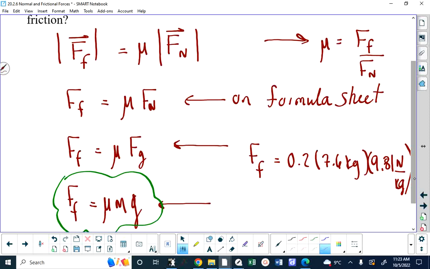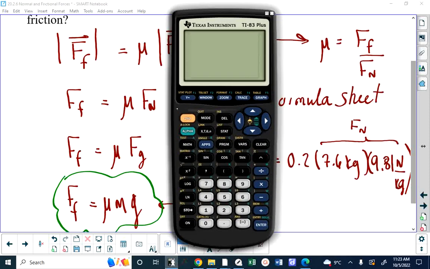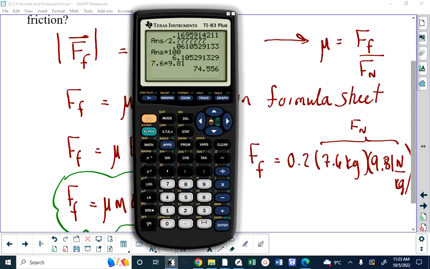If you think about this just for a second, this is the normal force. The force of friction will be 20% of the normal force. That's what a coefficient of friction of 0.2 means. There's the force of gravity, which is the normal force. I didn't realize I used the same number as I did before in the previous example. I multiply that by 0.2. The force of friction is about 15 newtons.